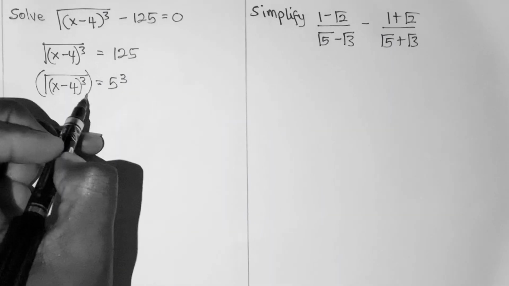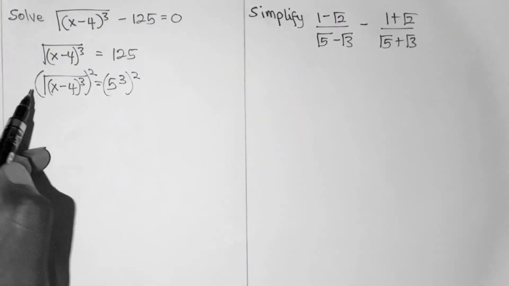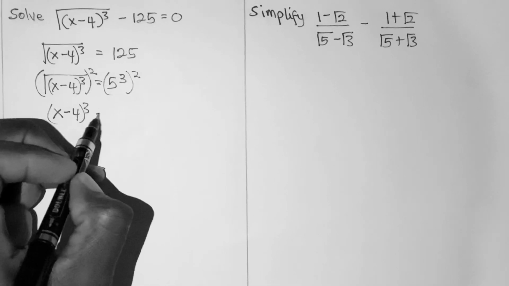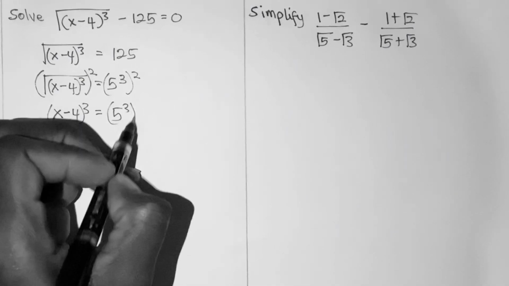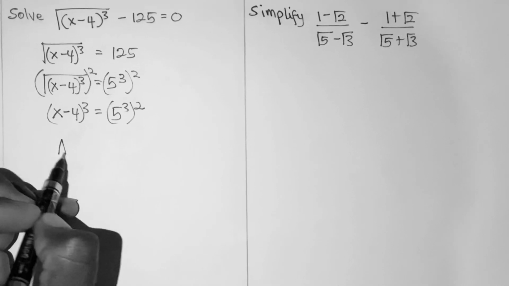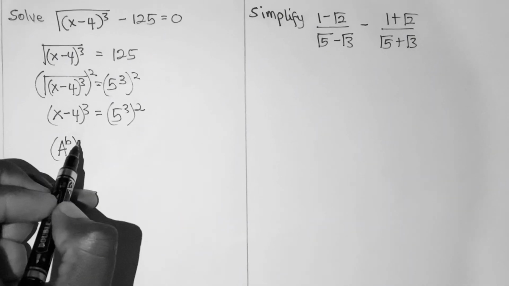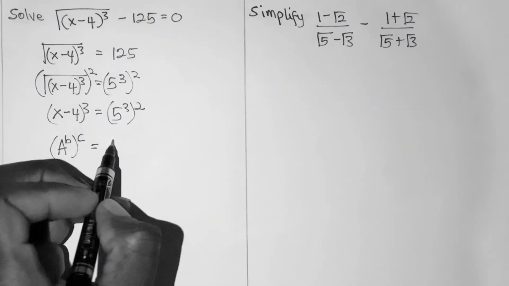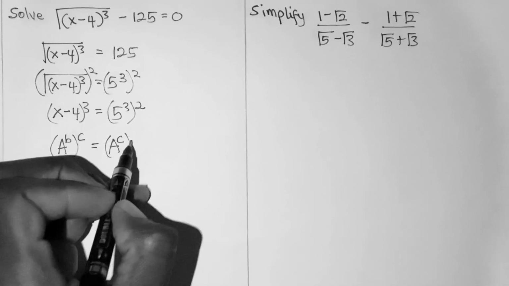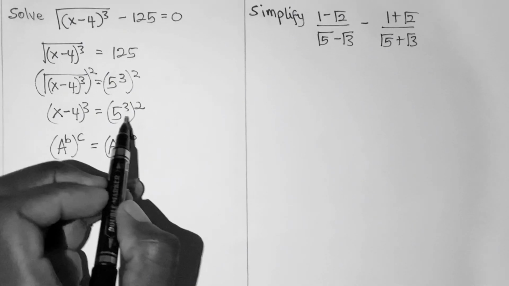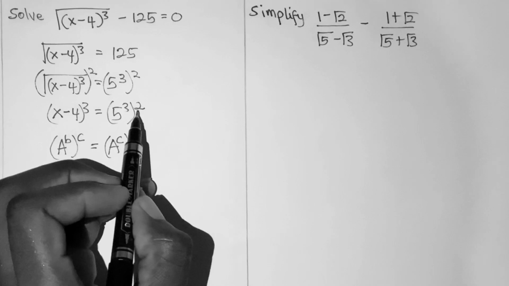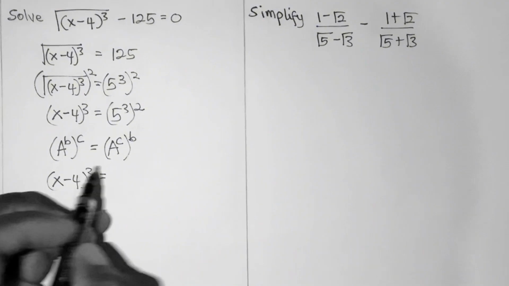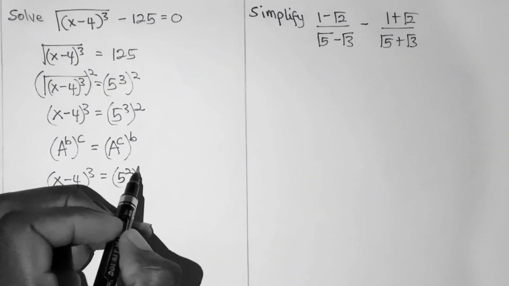So what we can do is square both sides. If we square both sides, this square root and this square will go away. So it becomes (x minus 4) all cubed equals (5 cubed) all squared. Now, if we have (a exponent b) all exponent c, we can interchange c and b by the laws of indices. It is equal to (a exponent c) all exponent b. In this case, b is 3 and c is 2, so we can interchange 2 and 3. So this becomes (x minus 4) all cubed equals (5 squared) all cubed.